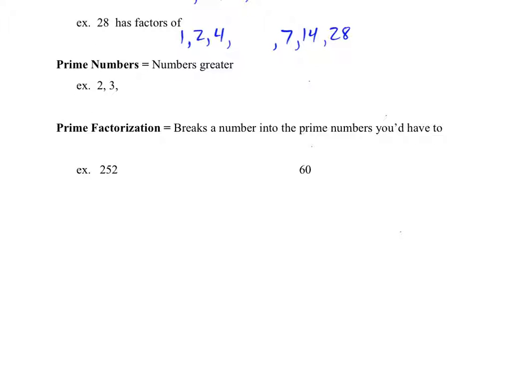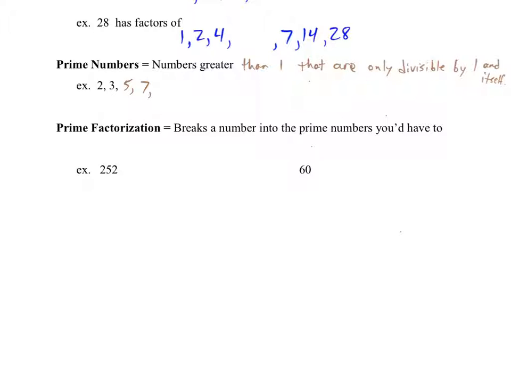Prime numbers are numbers greater than 1 that are only divisible by 1 and itself. So 2. 2 is only divisible by 1 and 2. 3 is only divisible by 1 and 3. 4? Nope, 4 wouldn't be. 5? Yep, 5 would be. 6? Nope. 7? Yep, 7 is.